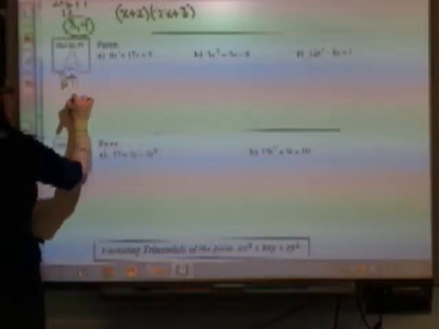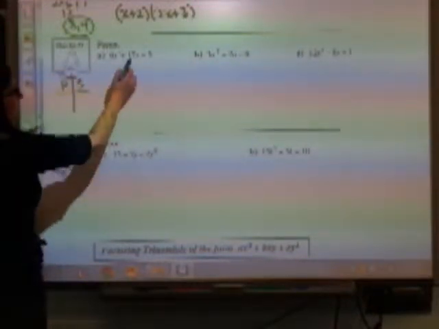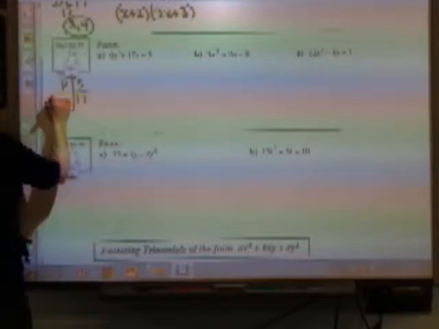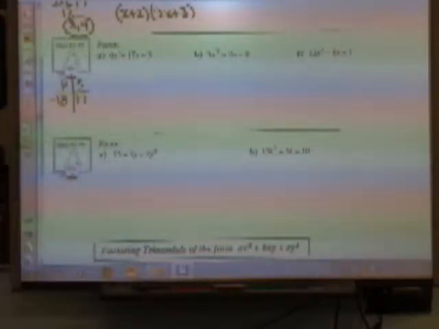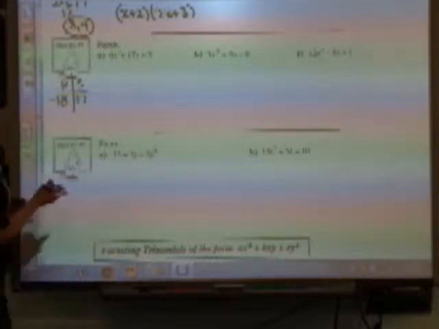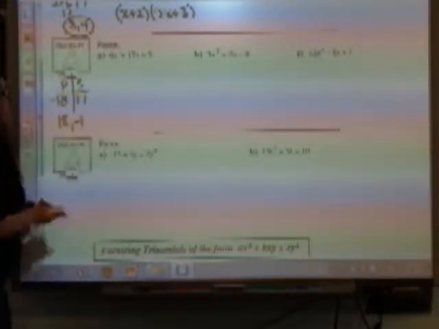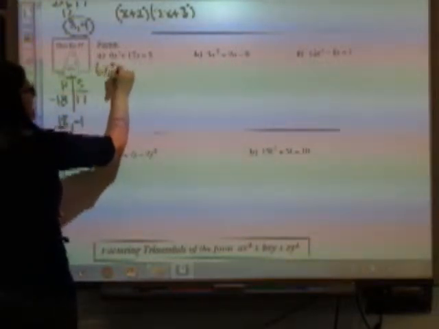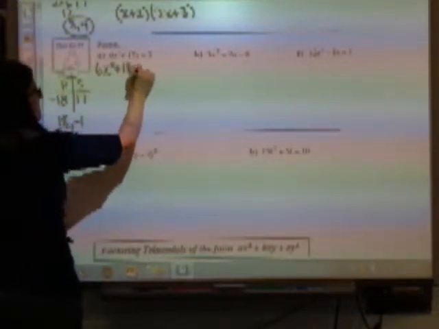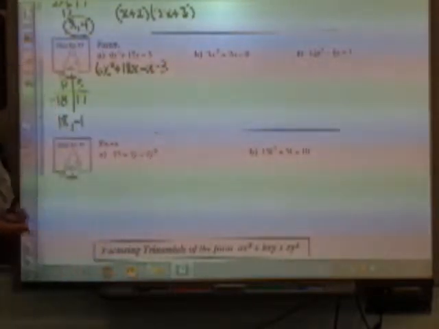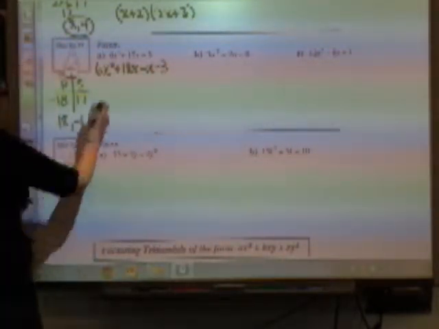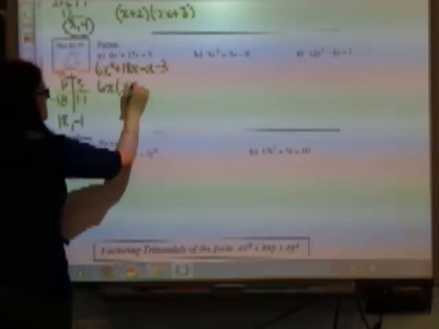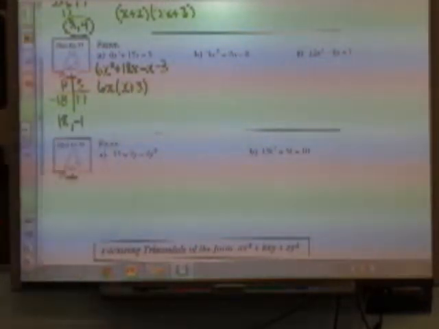So again, if I look at my product and sum chart, the sum is going to be 17, the product is going to be negative 18. So 2 numbers will multiply to negative 18 and add to 17: 18 and negative 1. And again, it doesn't matter which one I group where. 6x squared plus 18x minus x minus 3. Look at the first 2 terms, I can factor out a 6, and I'm left with an x plus 3.